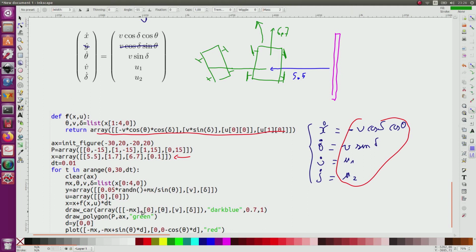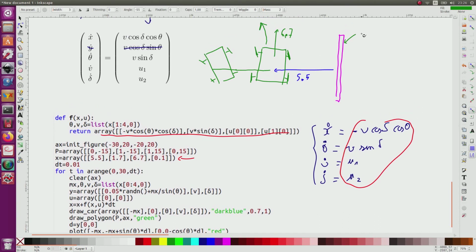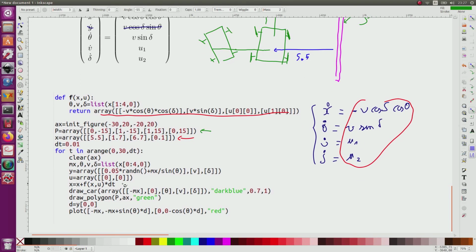So my polygon is now totally different. It corresponds to this polygon here. This is my new polygon, which is here, and I have my Euler formula for the simulation. For the input, I put nothing. It means that I have no acceleration and I do not touch the direction of the vehicle.